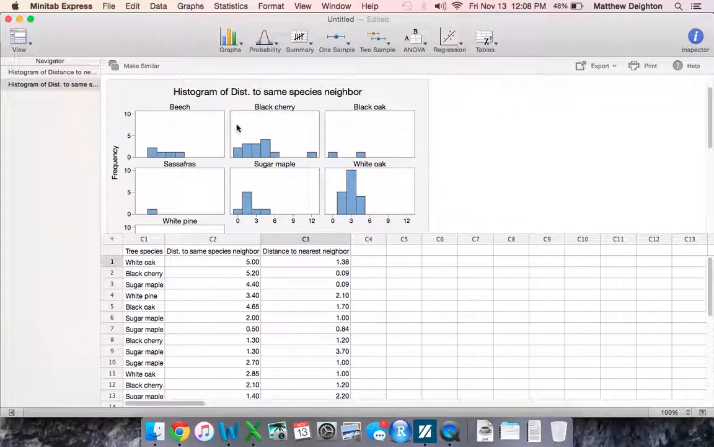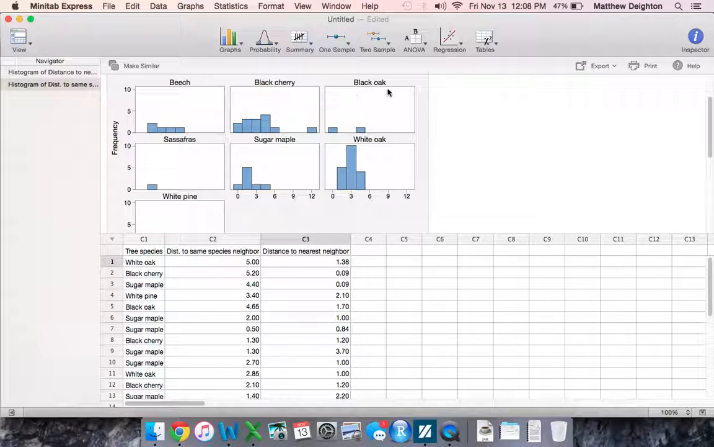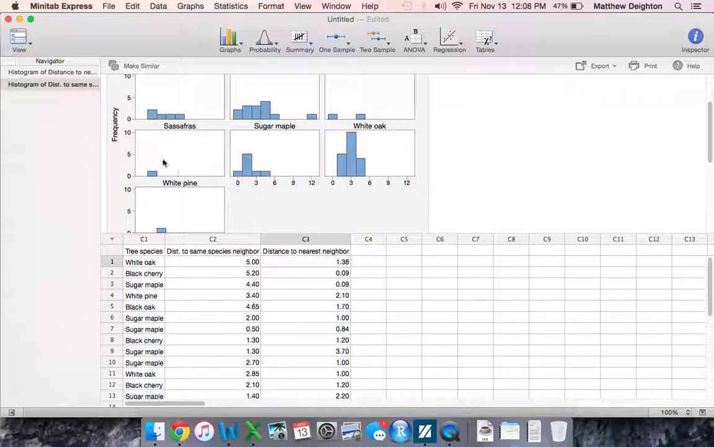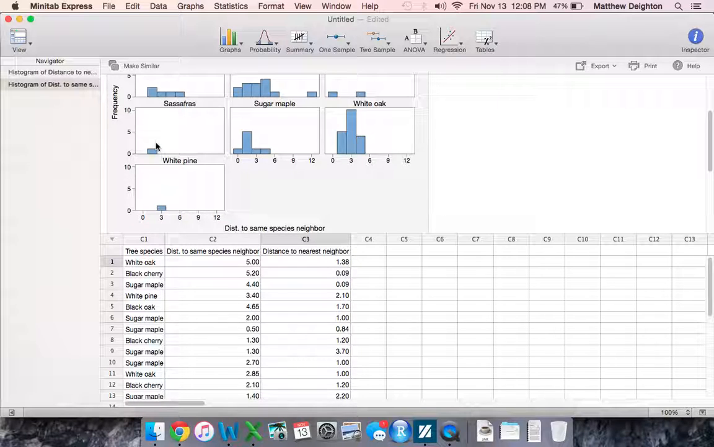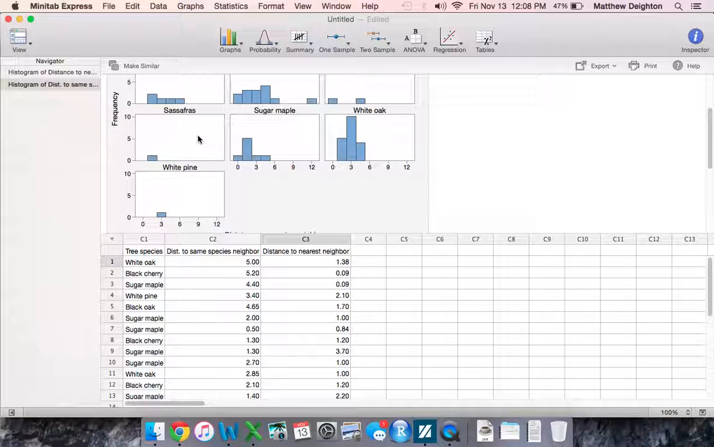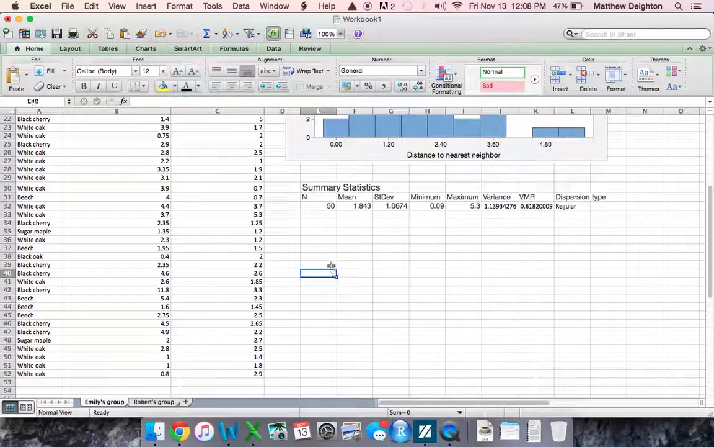So now you see a histogram of each of these different species. So for Emily's group, they found beech, black cherry, black oak, sassafras, sugar maple, white oak, and white pine. Now some of these don't look very useful at all because there was only maybe one data point. So for example, sassafras was a particularly rare tree in that forest, and you can't find the distribution if you only have one tree, so that's going to be a negligible factor. So we'll go ahead and copy this graph out as well, and this will give us our species-specific data.